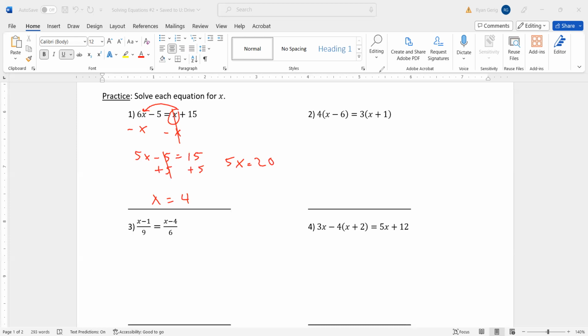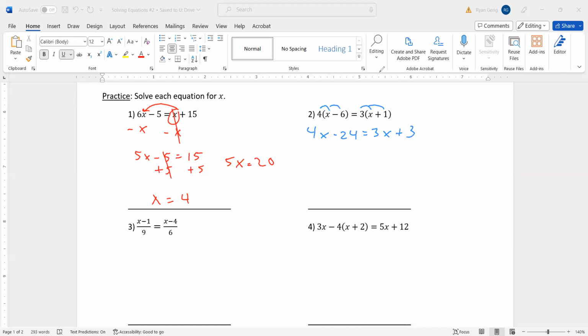Okay. Now, I talked about earlier in this video how typically the first thing we do is get our x's together, but in this case, those x's are kind of blocked by the parentheses. So in this case, we do have to distribute first. So I'm distributing a 4, and on the right side, I'm going to distribute a 3. So I'm going to get 4x minus 24 equals 3x plus 3. Now the x's are unlocked.